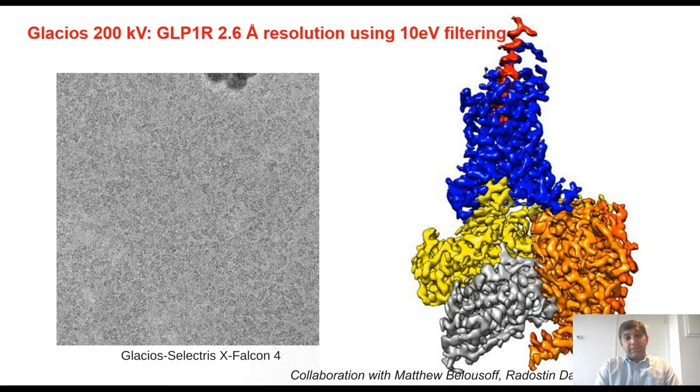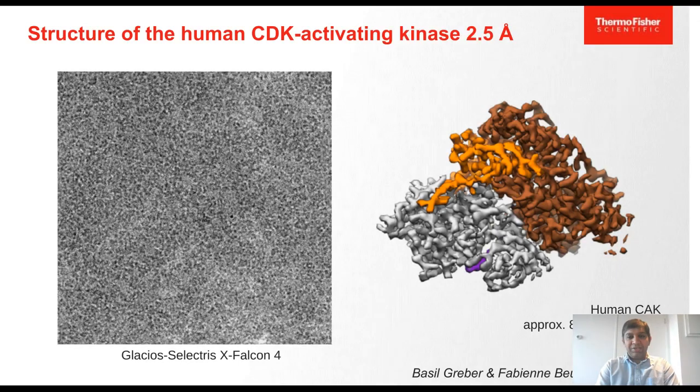Another thing we did was we wanted to push even further and see what happens if we look at sub 100 kilodalton proteins. For this, we have another collaboration with Basil Graeber at the Institute of Cancer Research in London, where he's working on human CDK activating kinases, the CDK cyclins. He sent us this sample.